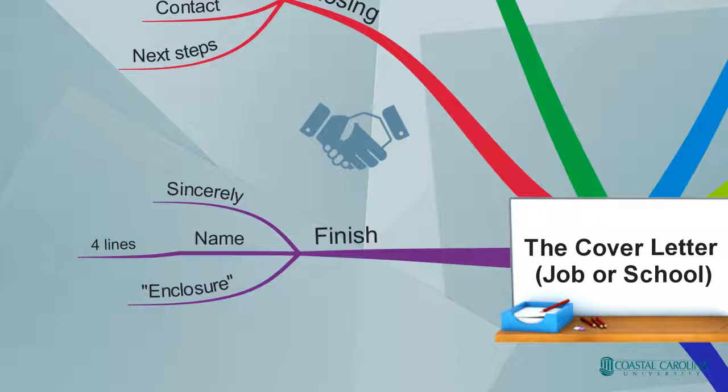For the finish itself, you write sincerely, not all the best, or yours truly. Sincerely is a can't miss. Some people try to take more elaborate steps, but you can think sincerely, you can't do wrong. Then you give 4 blank lines, and then underneath that you write your name, and you sign it in between.